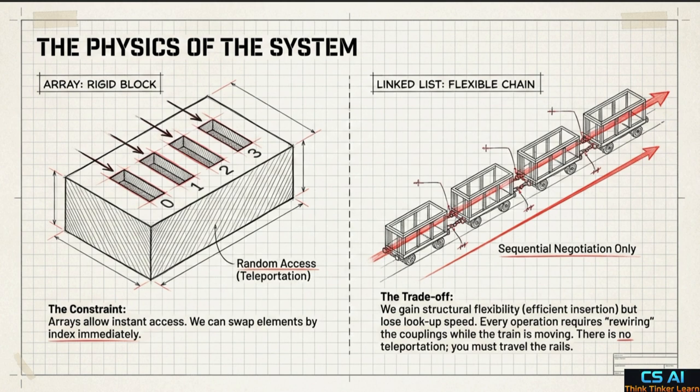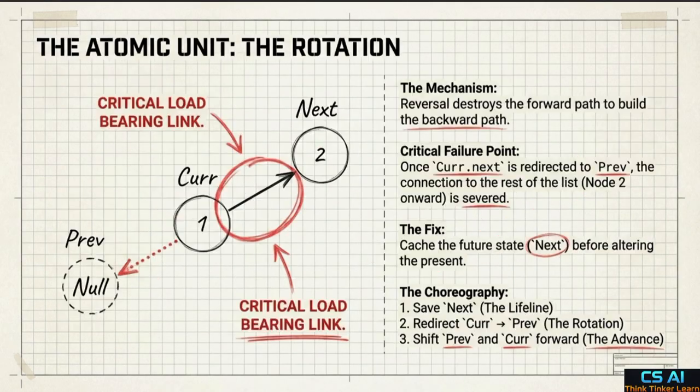On the right, a linked list is a flexible chain, much like a train with connected cars. You can only move along the tracks, which means sequential navigation only. The trade-off is that we gain structural flexibility, allowing for efficient insertion, but lose lookup speed. Every operation requires rewiring the couplings while the train is moving. There is no teleportation. You must travel the rails, emphasizing the sequential nature.